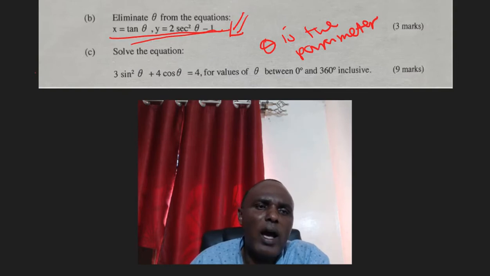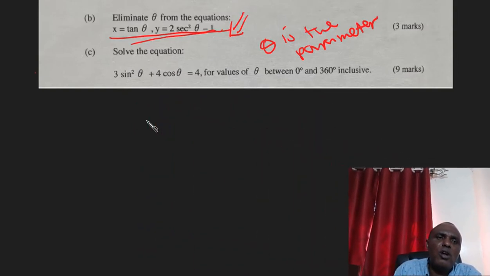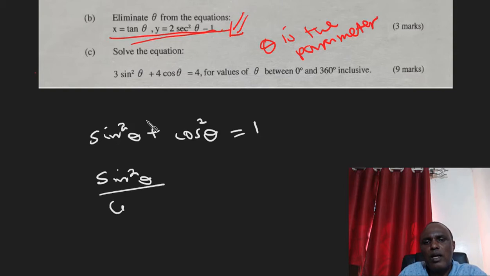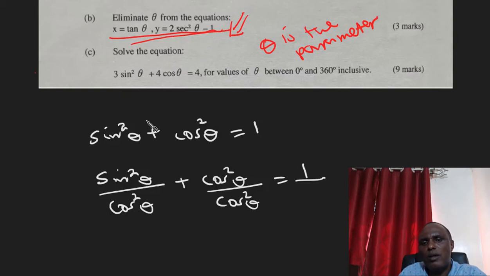Now, to do that, we need to first of all remember that sine squared theta, if you add to cos squared theta, you get 1. And if we divide this trigonometric identity throughout by cos squared theta, that is sine squared theta over cos squared theta plus cos squared theta over cos squared theta is equal to 1 over cos squared theta.